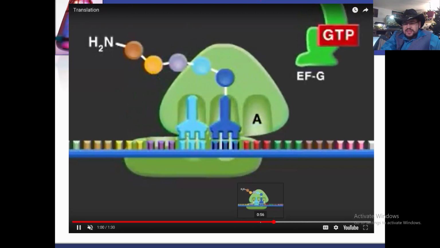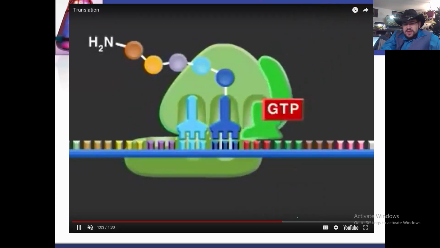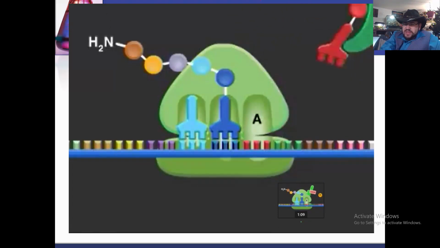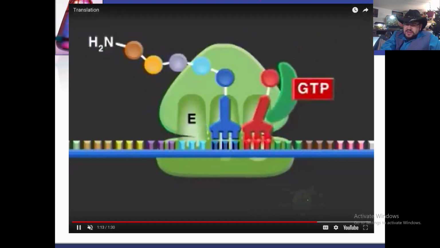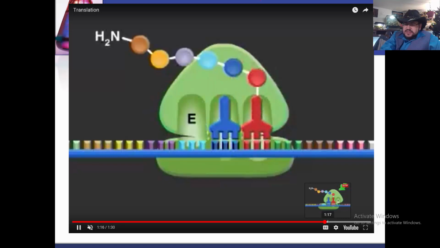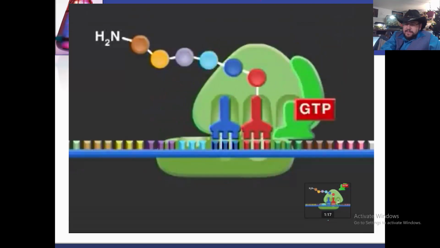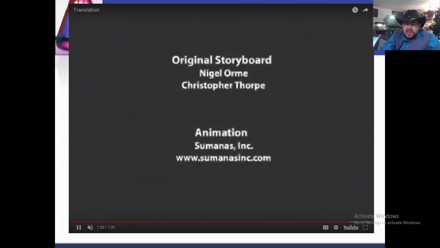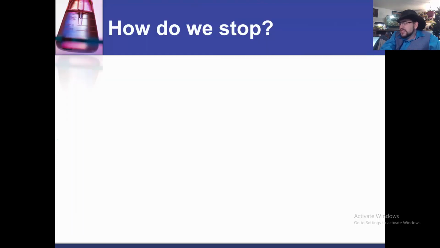And then we can exit stuff. So this animation is a little more correct, but it makes a little less, I don't know, brainy sense to me. So anyway, just an attempt to show you how we continue elongating from there. So at the P site, we actually connect the amino acids together in order to make our chain. So we continue on, and how do we finally stop?